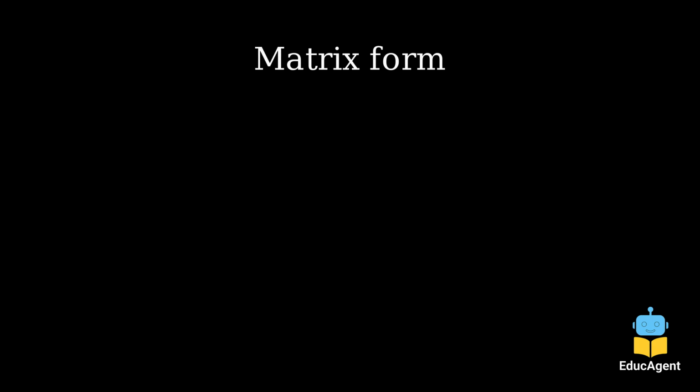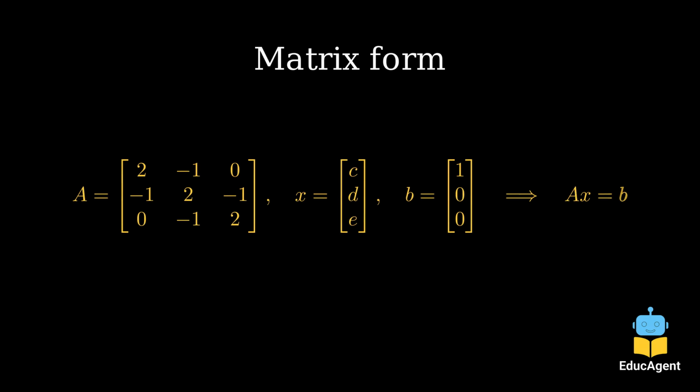Next, we pack the column vectors into a matrix and group the unknown scalars into the vector x. We place u, v, and w as the columns of A, let x collect c, d, and e, and then the matrix equation, Ax equals b, is exactly our system.